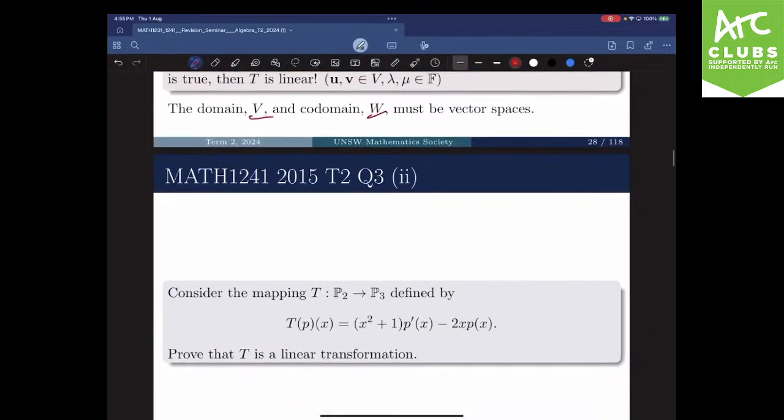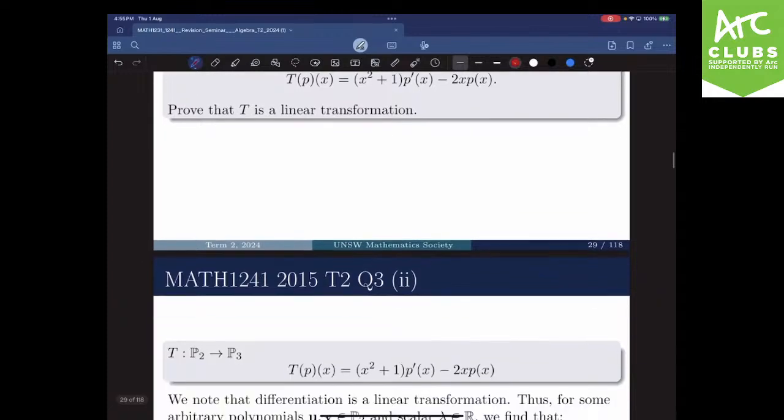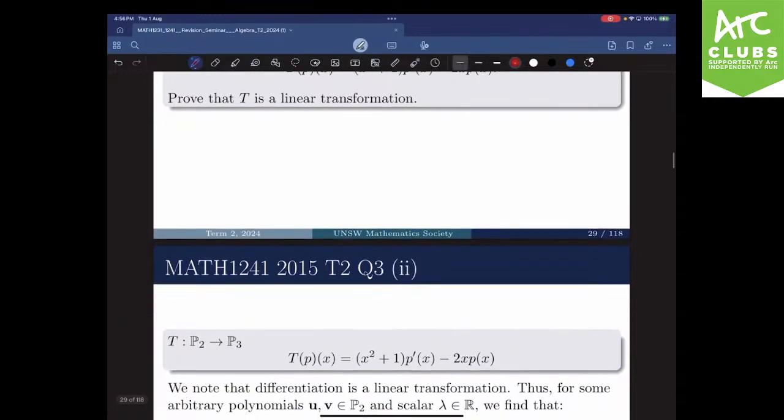We consider this mapping defined like this, from polynomials of degree at most 2 to polynomials of degree at most 3. And we have to show that T is a linear transformation. Well, okay, so first off, if you look into the past papers for 1241, one of the questions just claims that differentiation is a linear transformation.